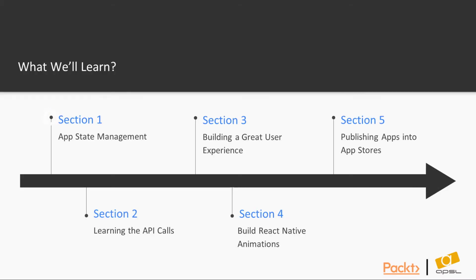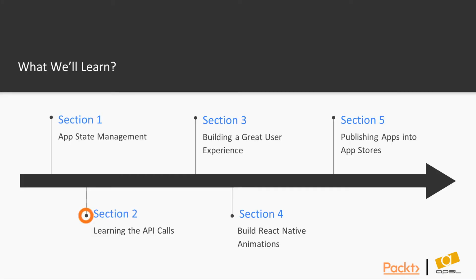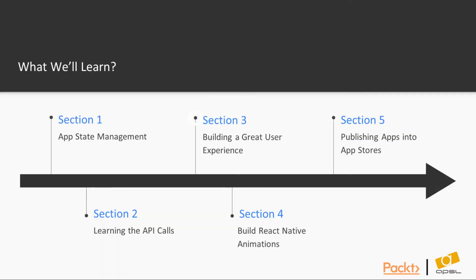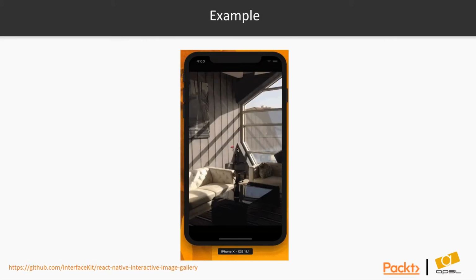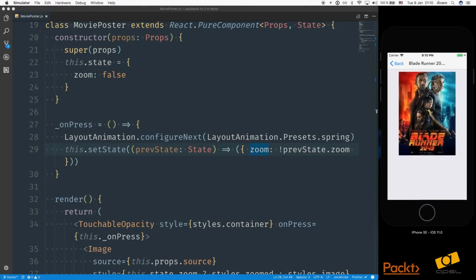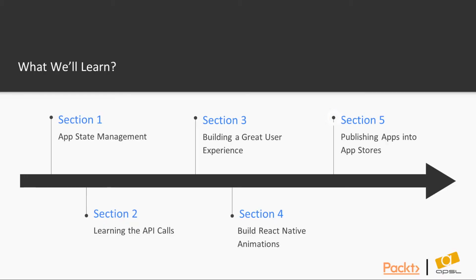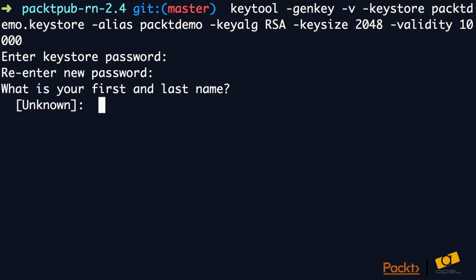In the first section, we'll see how to add immutable state management to our app using Redux. In section 2, we'll learn how to make API calls and attach the response to our state. In the third section, we'll dig deep into mobile user interfaces and how to build great mobile experiences. In the fourth section, we'll see which animation options we have in React Native, and we'll add one animation of each type into our demo app. In the final section, we'll do a step-by-step tutorial about how we can publish our app into Apple App Store and Google Play Store. We will also see how to send test versions of our app.